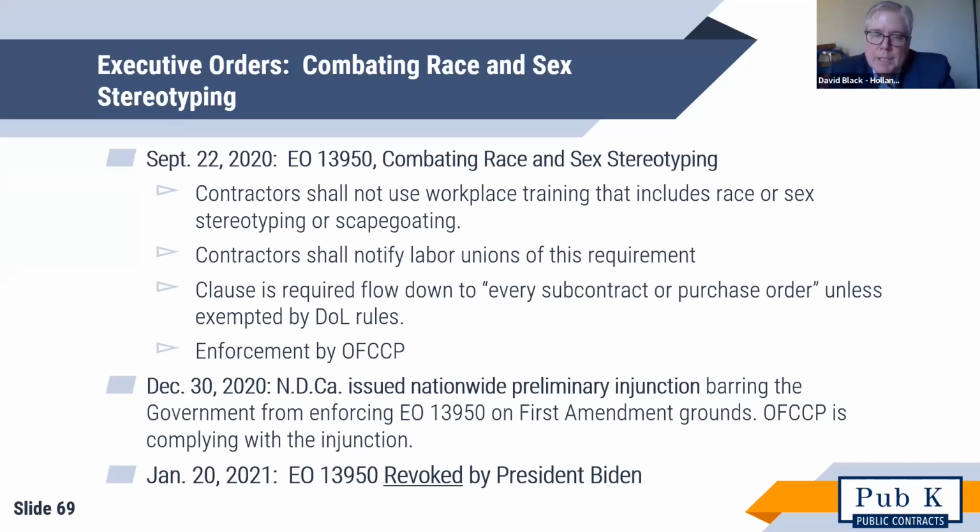But the purpose was to basically regulate the diversity and inclusion training of federal contractors to prevent content that is within the umbrella of race and sex scapegoating and stereotyping. But again, there was litigation. There was a nationwide preliminary injunction in December on First Amendment grounds. So it was short-lived even then, and then it was revoked on Inauguration Day in one of the first Biden executive orders. Next slide.